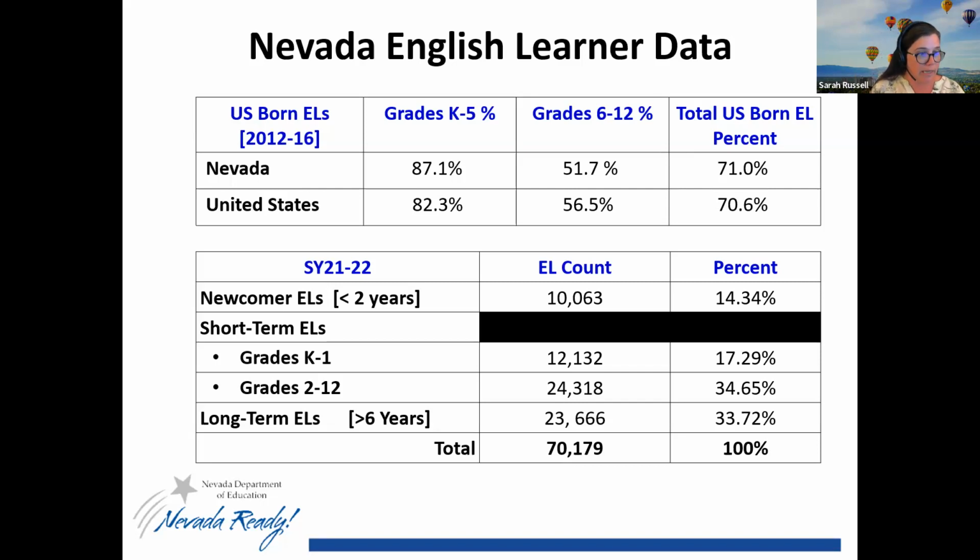And as you can see, over half of our multilingual learners are short-term ELs. There's 52% of them. And the long-term ELs rose by about 0.5% to 33.72%.